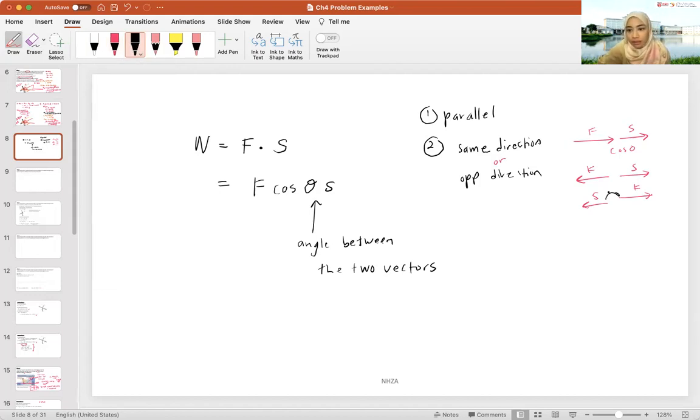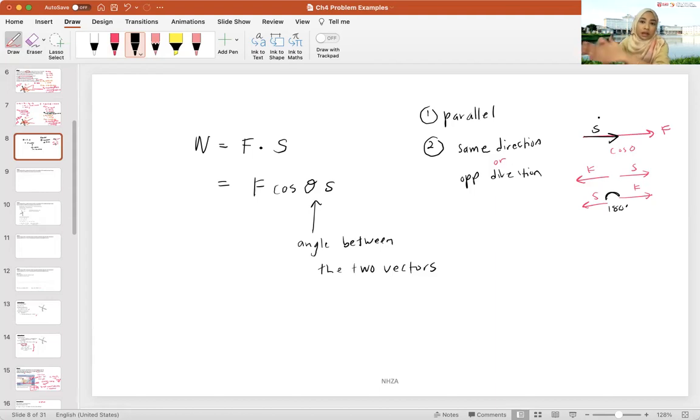Sebab memang angle diorang terbalik lah, 180. Seorang kat kanan, seorang kat kiri, angle between the two vectors is 180. If F dengan S, dia sebenarnya dia ke atas line yang sama. So angle dia adalah kosong. Dia orang tak separated sebenarnya. Dia orang atas line yang sama. If I were to redraw this, this is F and this is S.